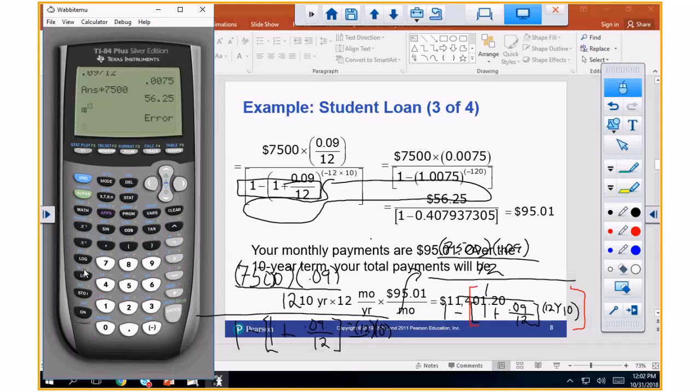Alpha N equals 56.25. That's what I got, so I got the numerator right. Let's look again. 0.09 divided by 12 equals 0.0075. We got that. Raise that to the, okay, plus 1. I think that's where I messed up. No, I didn't. I remember doing that. Plus 1 equals 1.05. Raised to the 1/20th power.